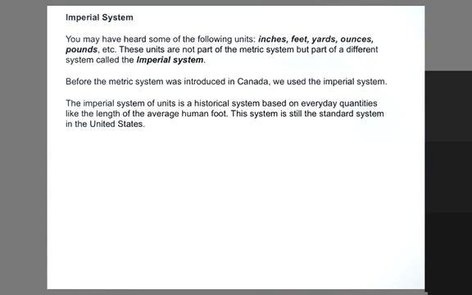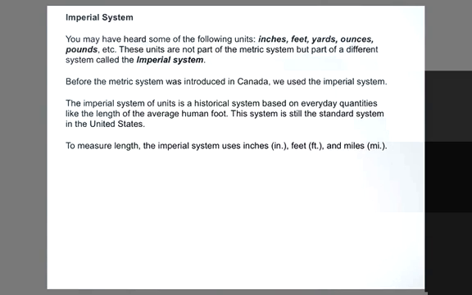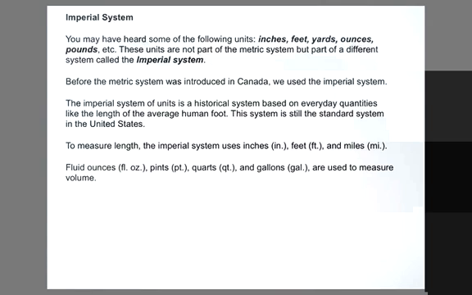The imperial system of units is a historical system based on everyday quantities, like the length of an average human foot. This system is still the standard system in the United States, and for that reason, it's still a big system when it comes to construction. To measure length, the imperial system uses inches, feet, and miles, given by the symbols IN, FT, and MI. Fluid ounces, pints, quarts, and gallons are all used to measure volume. And mass is measured using ounces, pounds, and tons.